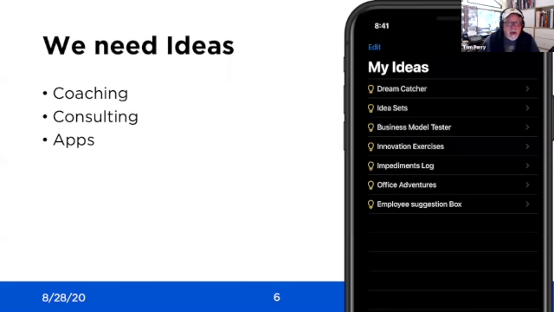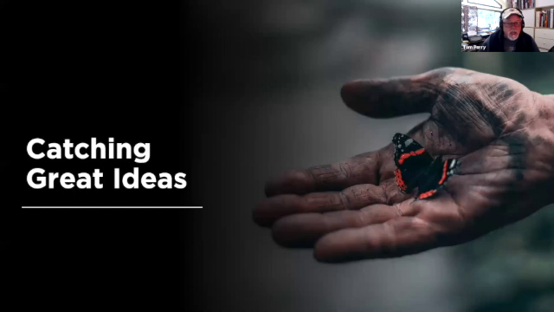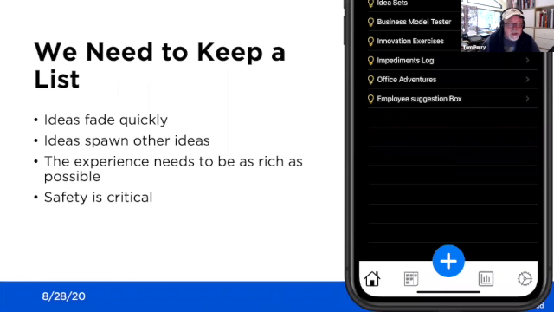It was my attempt to start capturing a lot of my own ideas, as well as working with friends and family who also had similar challenges. So, what do we do to help with catching great ideas? Well, the first thing we need to do is keep a list.